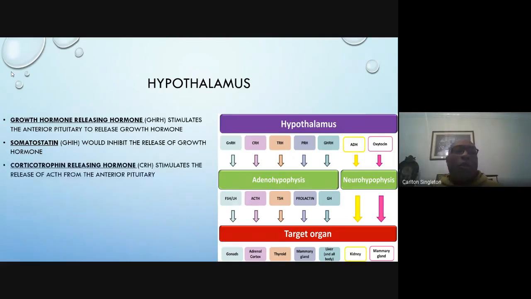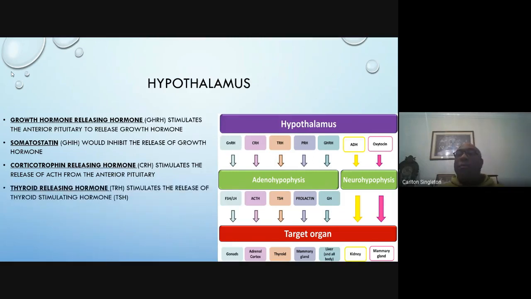Okay. Then we also have corticotropin releasing hormone, CRH. When CRH is released, it stimulates the production of ACTH from the anterior pituitary. Then ACTH will go on to the adrenal cortex and stimulate the production of cortisol and aldosterone, the main two things it'll stimulate. Then we have thyroid releasing hormone, or TRH, which will stimulate the production of TSH from the anterior pituitary. Then TSH will go on to the thyroid gland to stimulate the production of T3 and T4.